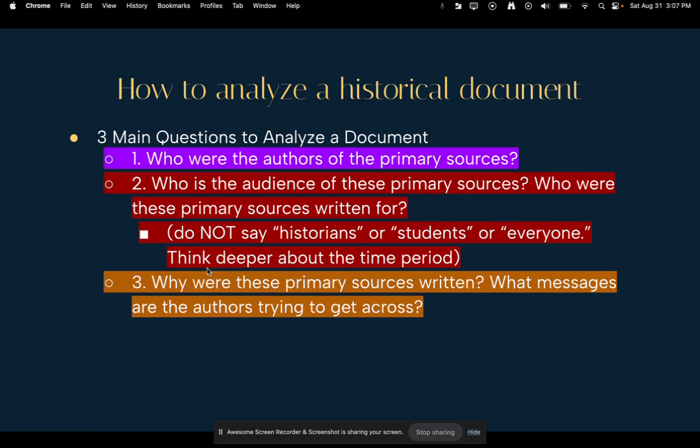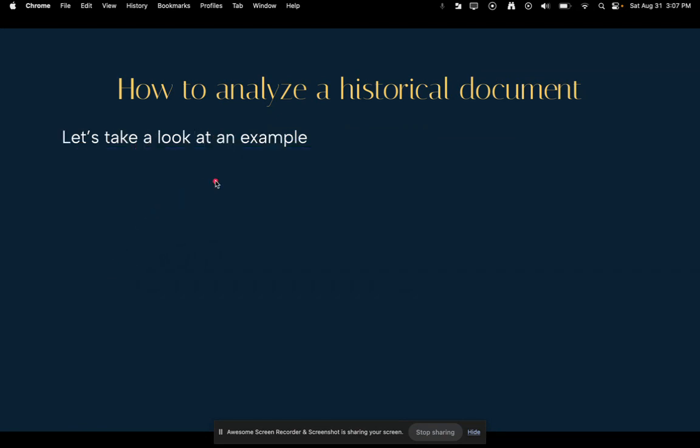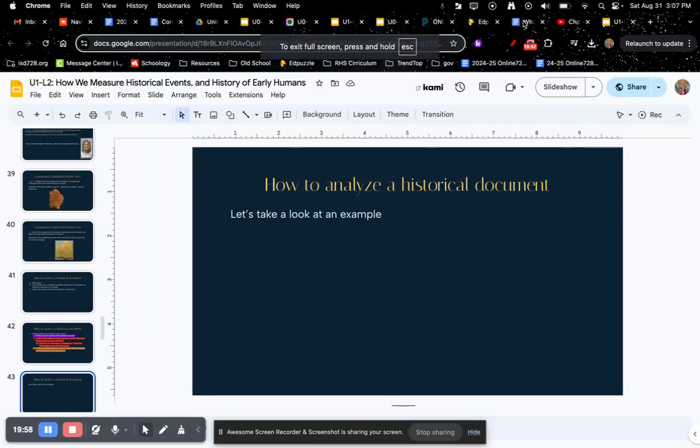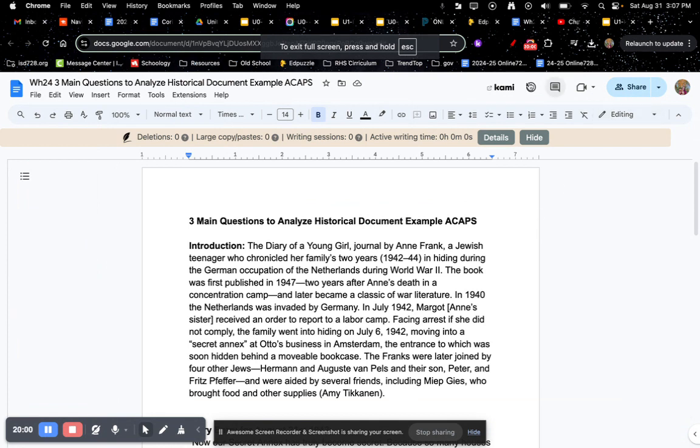And the third question is, why were these primary sources written? What messages are the authors trying to get across? So let's take a look at an example right here.